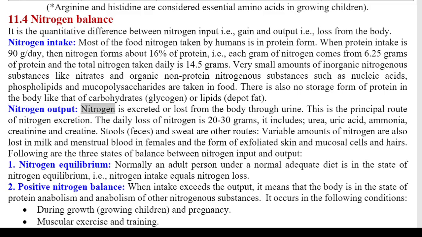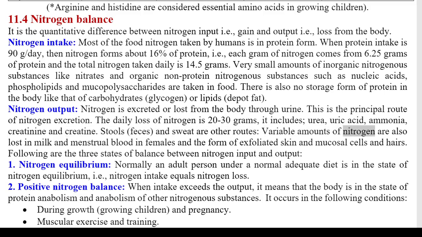Nitrogen output. Nitrogen is excreted or lost from the body through urine. This is the principal route of nitrogen excretion. The daily loss of nitrogen is 20 to 30 grams. It includes urea, uric acid, ammonia, creatinine, and creatine. Stools, feces, and sweat are other routes.